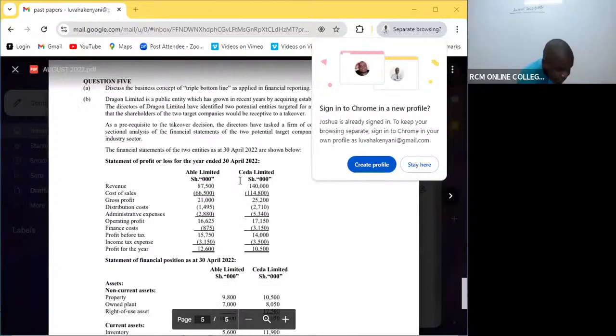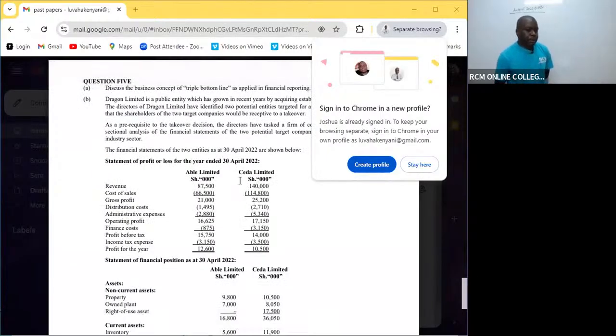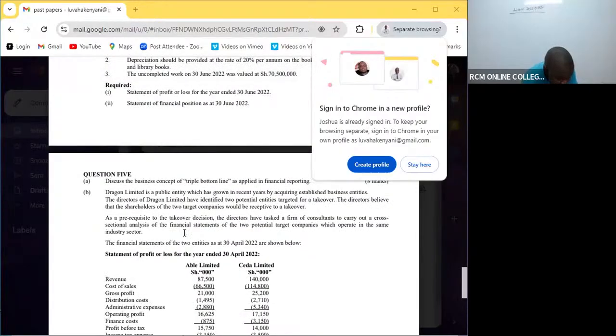It reads, Dragon Limited is a public entity which has grown in recent years by acquiring established business entities. The directors of Dragon Limited have identified two potential entities targeted for a takeover. The directors believe that the shareholders of the two target companies would be receptive to the takeover.